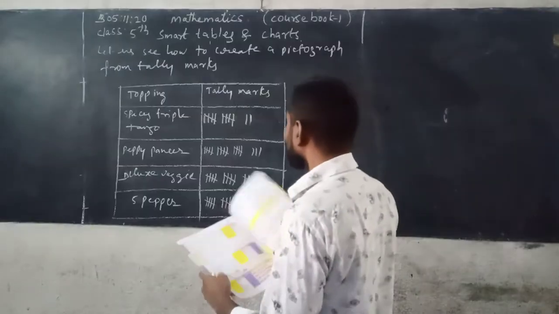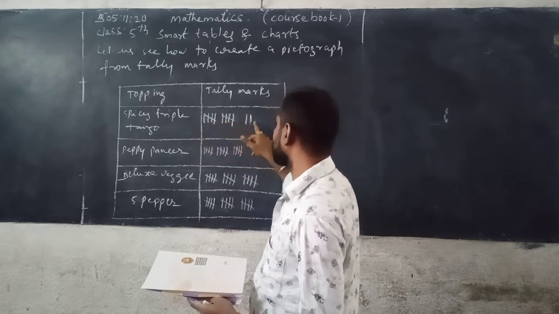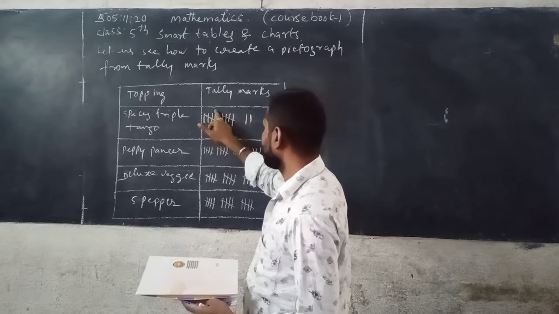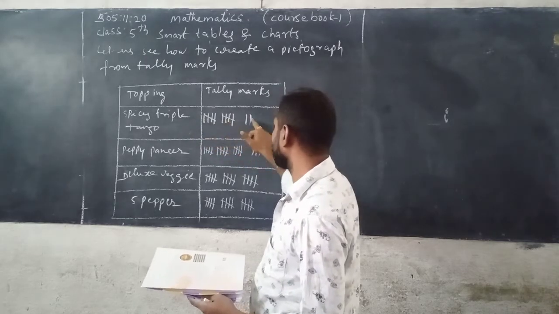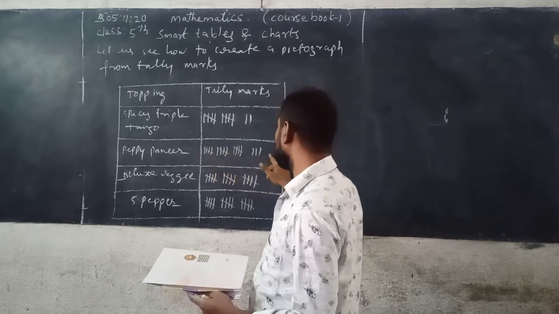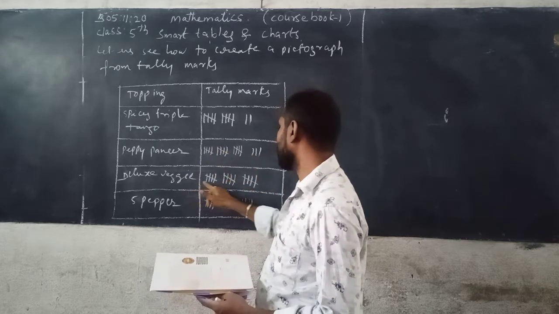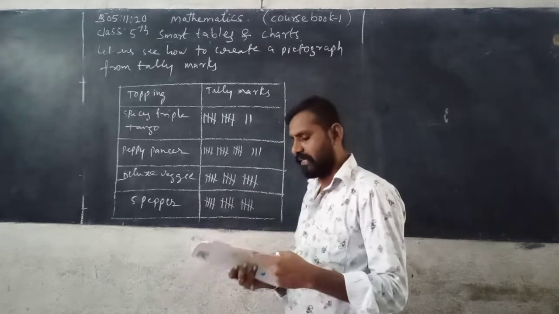See here, spicy triple tango. So tally marks 5 plus 5, 10, 10 plus 2, 12. One bundle can represent 5. Pepper paneer, 5 plus 5, 10, 15 plus 3, 18. Next, deluxe veggie, 5 plus 5, 10 plus 5, 15. Pepper also 15.